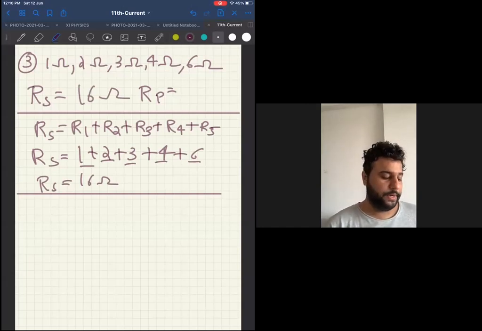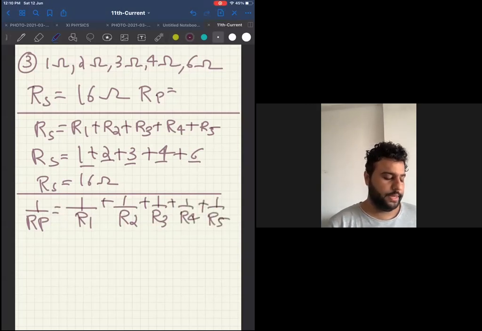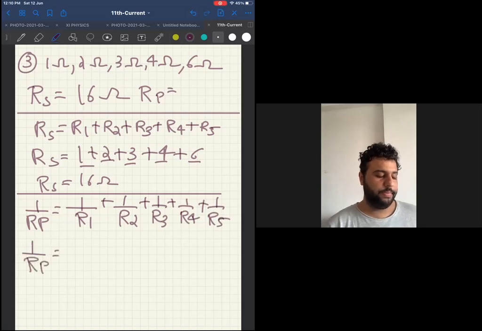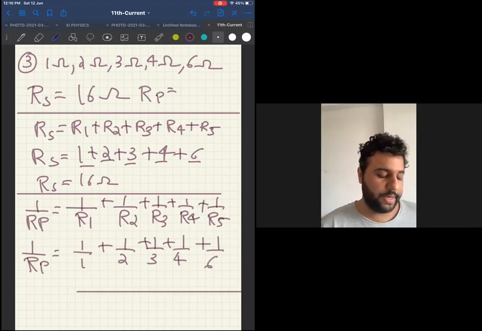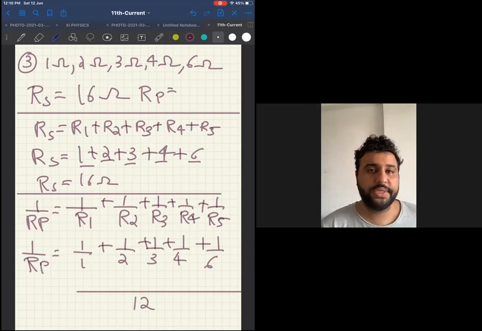Now, RP will be 1 by RP is equal to 1 by R1 plus 1 by R2 plus 1 by R3 plus 1 by R4 plus 1 by R5. Therefore, 1 by RP will be equal to 1 by 1 plus 1 by 2 plus 1 by 3 plus 1 by 4 plus 1 by 6. So tell me, what is the LCM of 1, 2, 3, 4, 6? Anyone? 12. Answer is 12, correct. Which is the lowest number that goes in all?